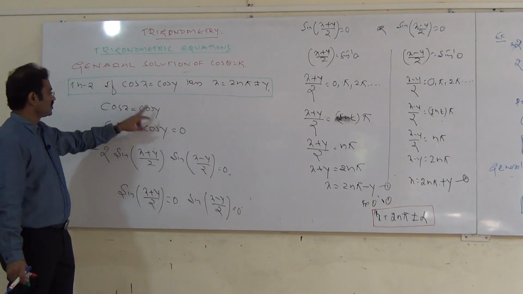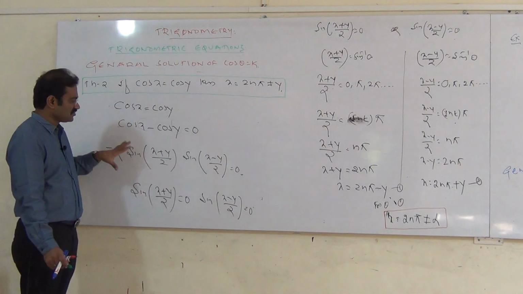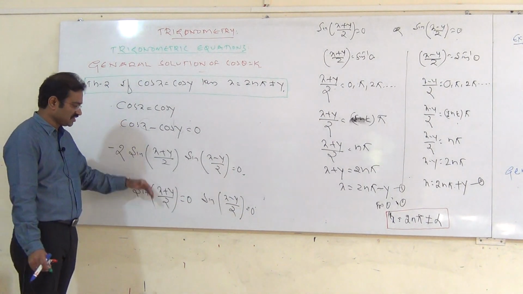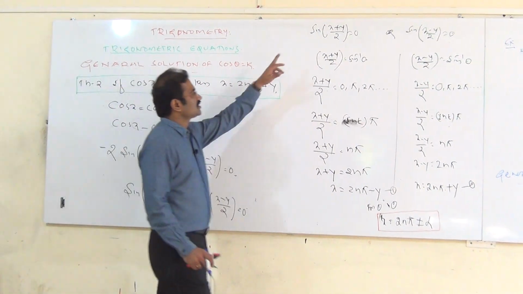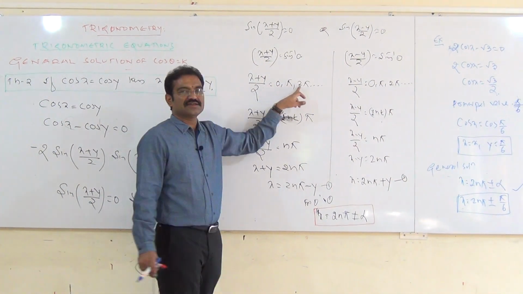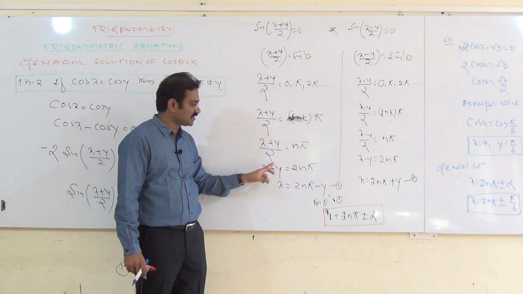Cos x is equal to cos y, so cos x minus cos y is equal to minus 2 sin of (x plus y) by 2 into sin of (x minus y) by 2. Product of three numbers is equal to 0 means one of them must be equal to 0. This or that is equal to 0. For what value will sine be 0? 0, pi, 2 pi. In general, integral multiple means n pi, that is equal to 2n pi.